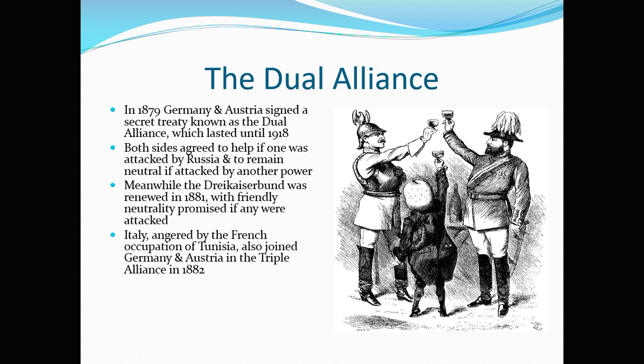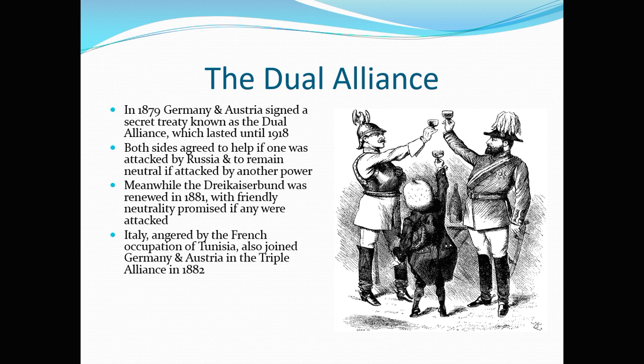The Dual Alliance, however, gained a new partner in 1882, which was Italy. Italy had imperial ambitions, was trying to expand into North Africa, but as was France. France seized Tunisia, which the Italians had been hoping to capture for themselves. Tunisia is next to Algeria, which was already a French colony. So the French seized Tunisia in 1882. The Italians were outraged. They realized they needed to find new diplomatic allies, and they decided to join the Triple Alliance in 1882.